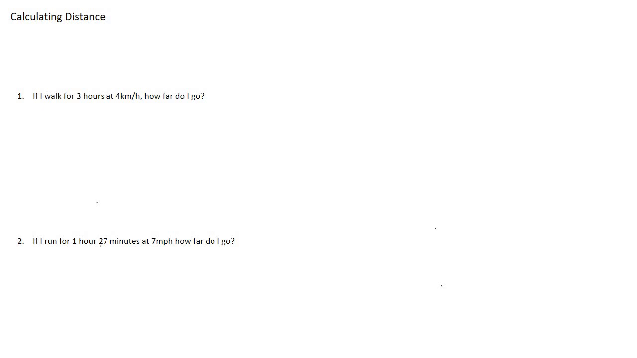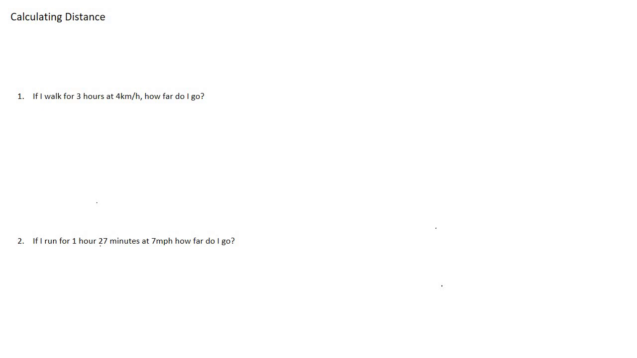We're going to have a look now at how to calculate distance. Okay, so the first one's kind of an easy one. We're going to do that just in a common sense way, and then have a look at what the formula could be, and I'll show you how to set these out properly. Okay, so if I walk for 3 hours at 4 kilometers per hour, how far do I go?